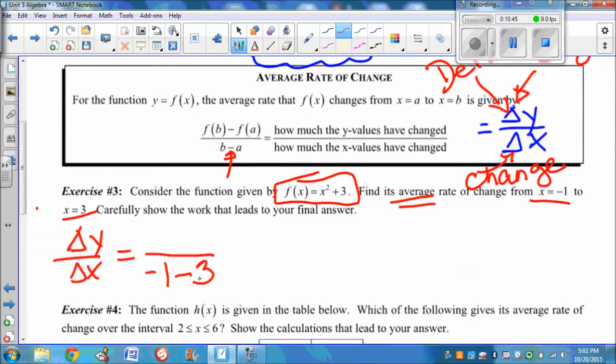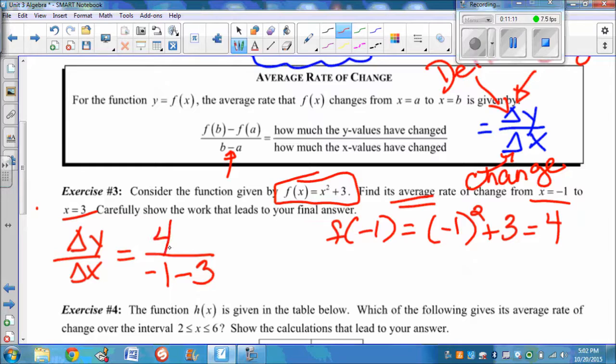I've got to figure out the y's that go with those x's. Well, we can do that because we have the function. So if I need to find out the y that goes with an x of -1, I'm going to take that -1, my input, and put it into my function and get the output that goes with it. So this ends up being -1 squared plus 3, which is 4. So I've got the y that goes with an x of -1. Now I've got to find the y that goes with the other x, that 3.